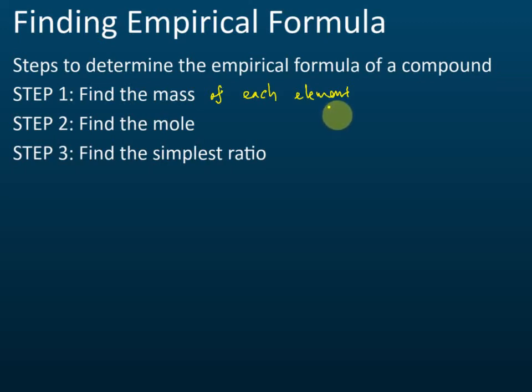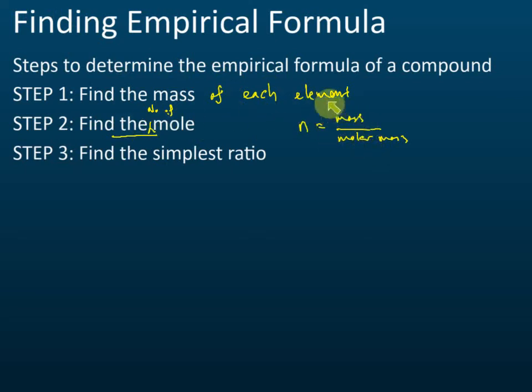Now from the mass, we can find the number of mole of each element. If you still remember, the number of mole is equal to mass over molar mass. We use this formula to find the number of mole. So we can find the number of mole by using mass over molar mass.